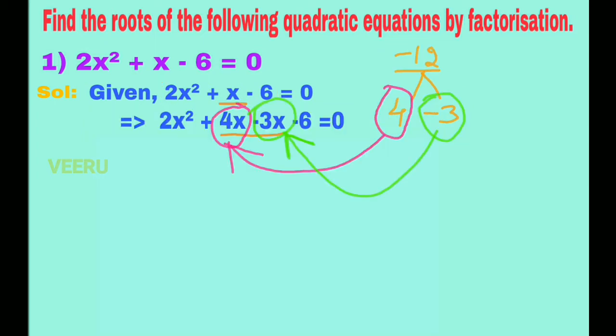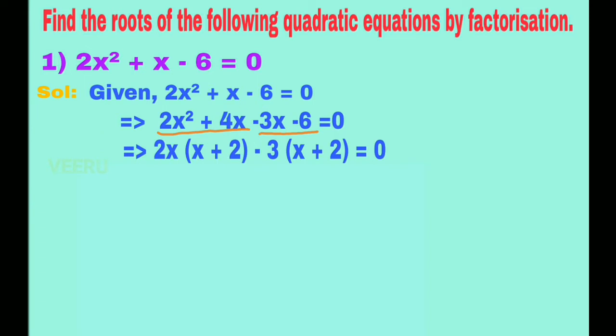Now, in the next step, we have to write 2x square as it is plus. Now, plus x has to be split into plus 4x minus 3x. Now, put minus 6 as it is equal to 0. In the next step, if we take 2x as common from these two terms, then x is remaining in this term, plus 2 is remaining in this term. Now put this negative sign as it is.